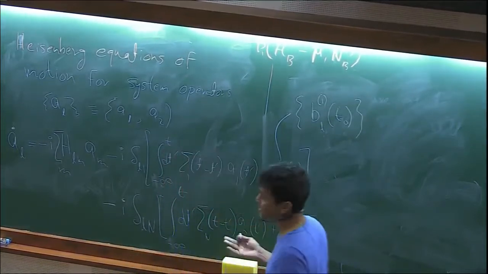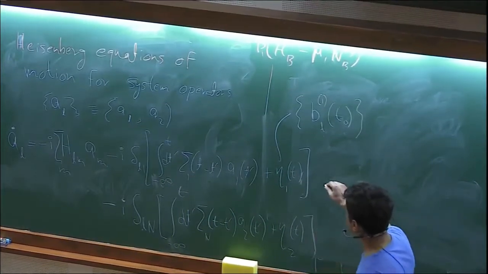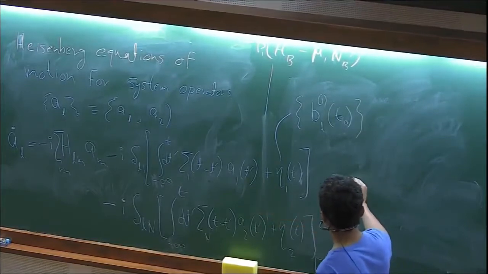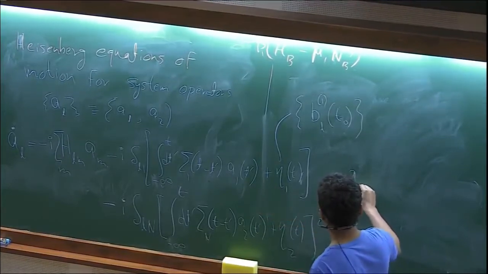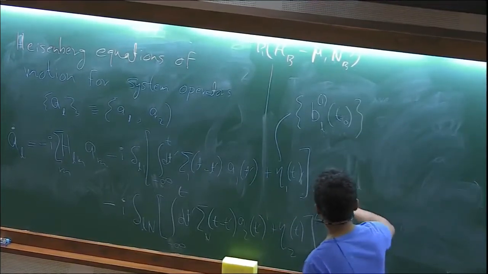Okay, and then it's in the form where you can do a Fourier transform. So if you do a Fourier transform, then it's a linear equation. So it will basically look like A L.